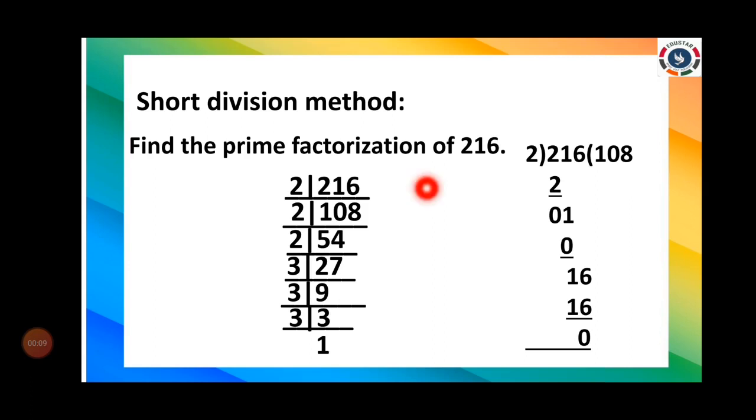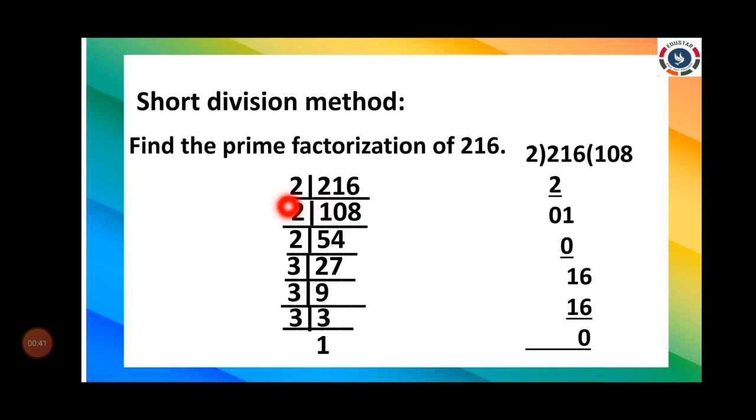Short division method. Find the prime factorization of 216. Okay, it is a division method. First, what do you want to do? Write 216 inside the box. Write 2 outside the box. This is the division method, as usual division only, no? You have to divide the values separately. So what quotient you are getting, that quotient you want to write below the number.